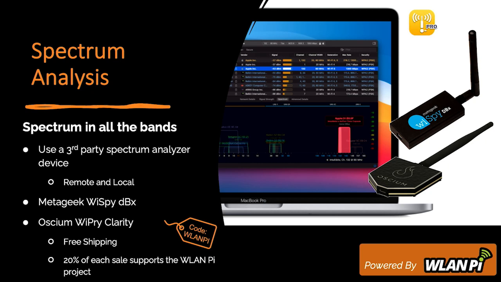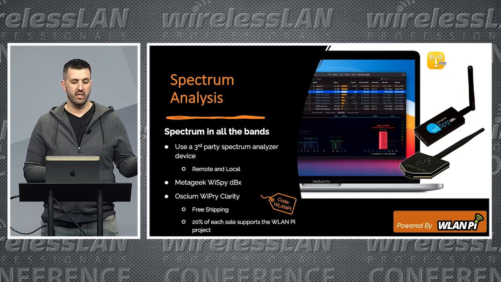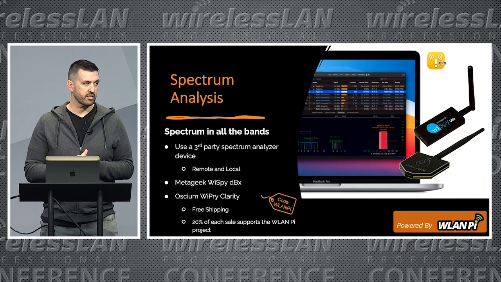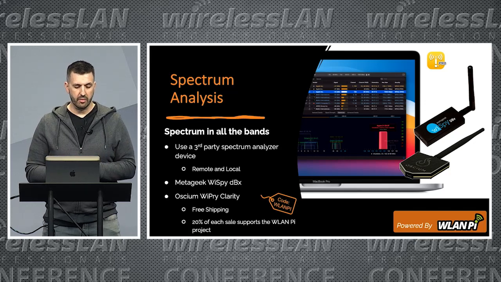We also now have spectrum analysis capability that you can do. We had it locally, where you could plug it into your laptop or something, but now you can plug it into these devices. And in Wi-Fi Explorer Pro, you can use things like a WiSpy DBX or an Oscium WiPry, and you can get 6 gigahertz spectrum analysis remotely now. So I mentioned you can drop ship this to a site, and you can get that spectrum analysis remotely as well.